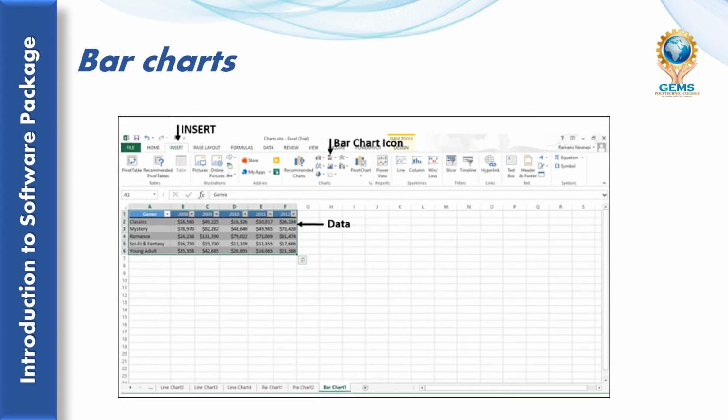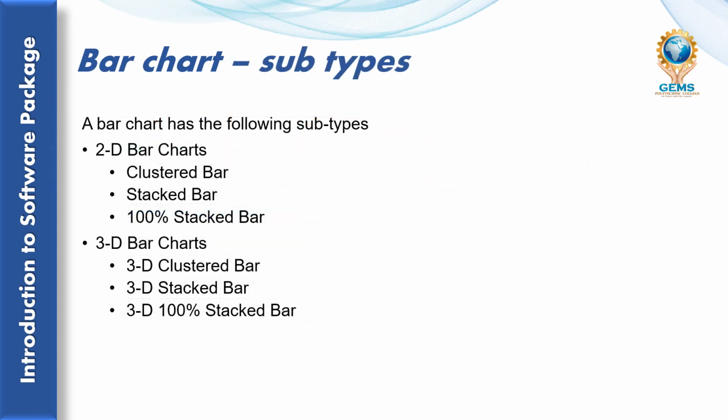So this is the Insert menu, and from the bar chart icon you can click that bar chart. So there are different subtypes of the bar chart: 2D bar chart and 3D bar chart. So 2D bar charts include clustered bar, stacked bar, and 100% stacked bar. 3D bar charts also have 3D clustered bar, 3D stacked bar, and 3D 100% stacked bar. Now we will see them one by one.